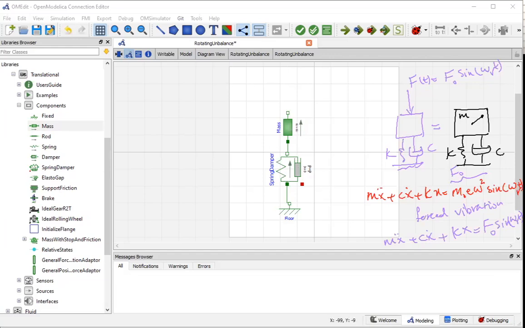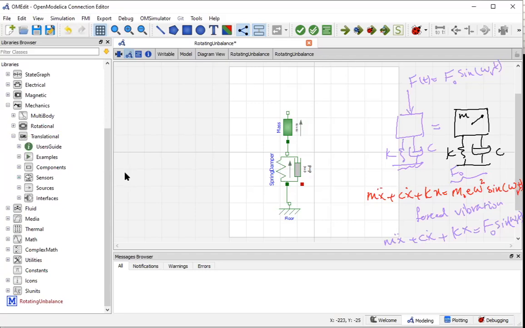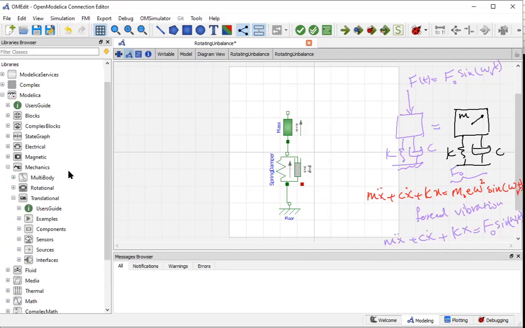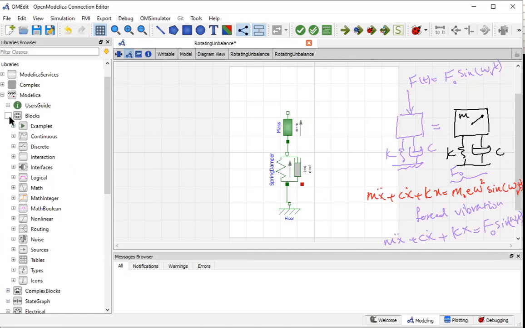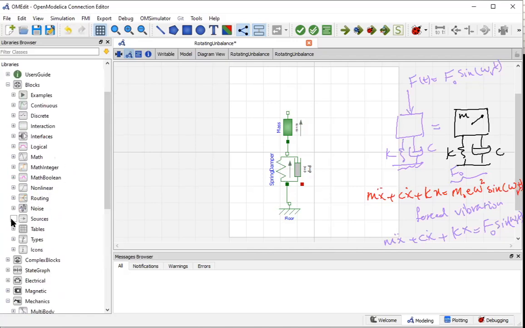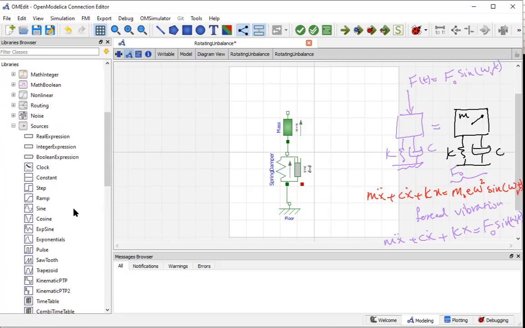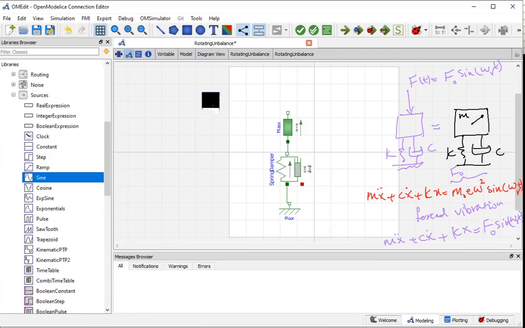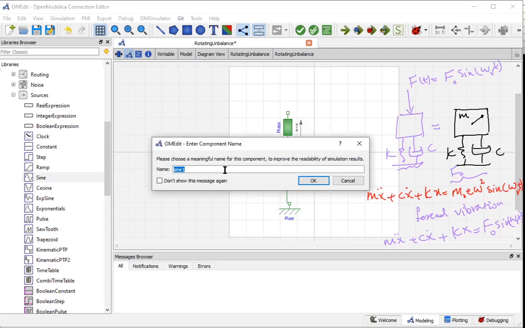Right? A spring mass damper. Remember how we were modeling the forced vibration using Modelica? The same story. I'll go to Modelica blocks and sources, and I say I want a harmonic source, like some sine function. There you go. Here we have the sine function. I just drag and drop it here. Let's call it sine input.